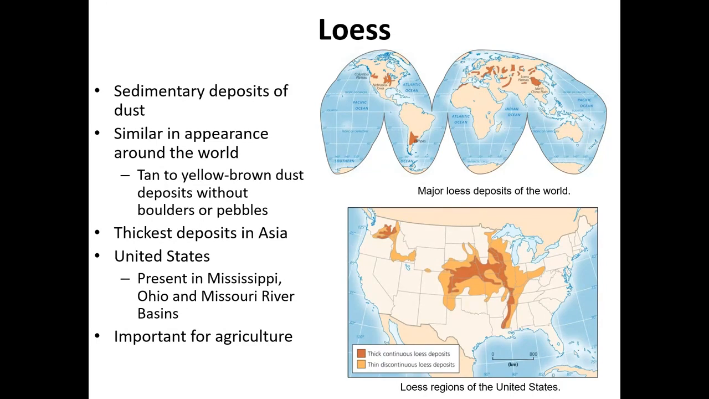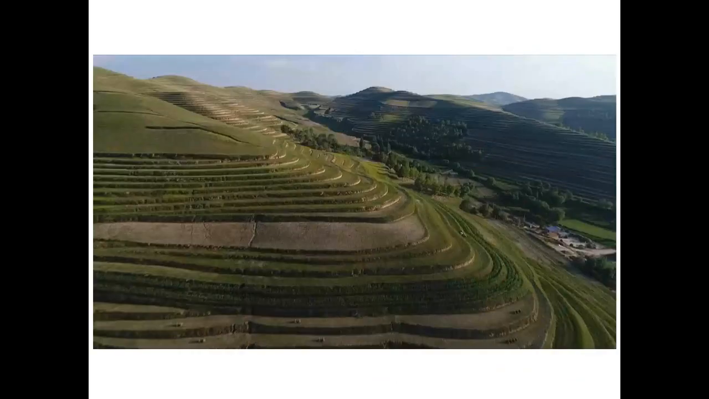And these loess deposits are very good for farming, which is why where you see on this map, there are thick continuous loess deposits and thin continuous loess deposits. They often go along with some of our best farmland. And it's formed by a slow accumulation of small dust and dirt particles that have stacked up over centuries.